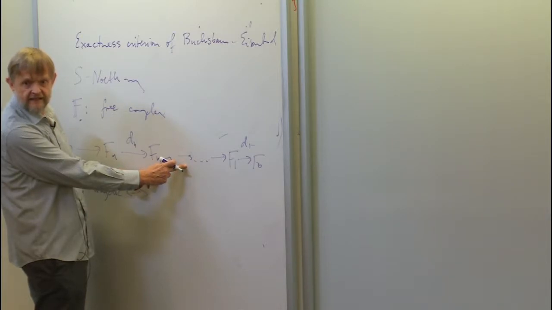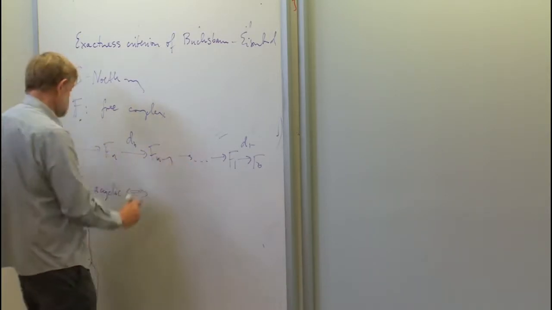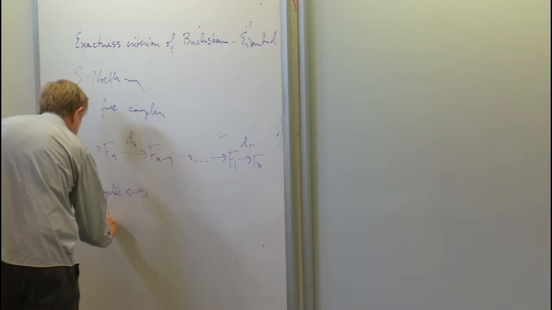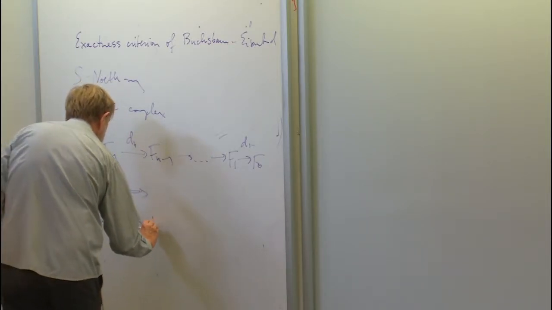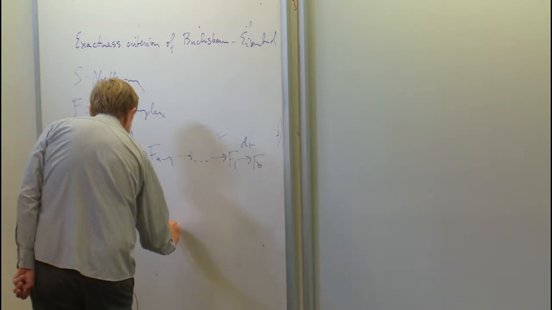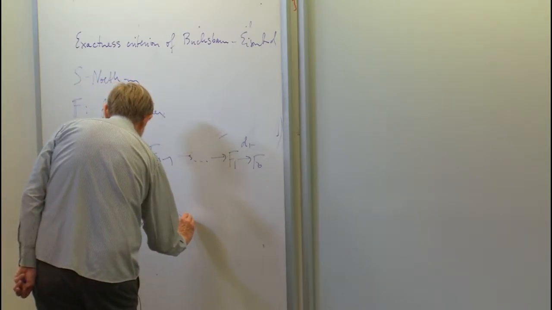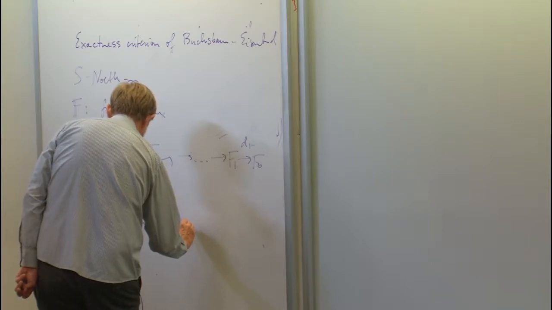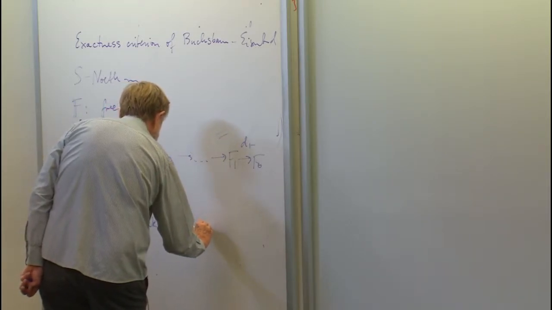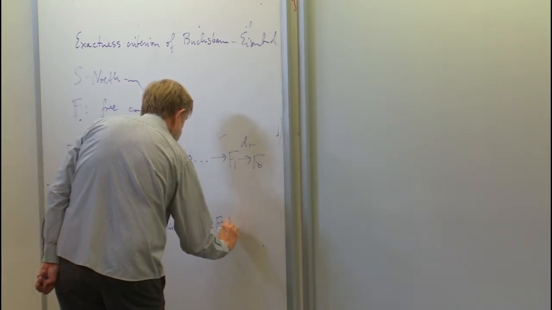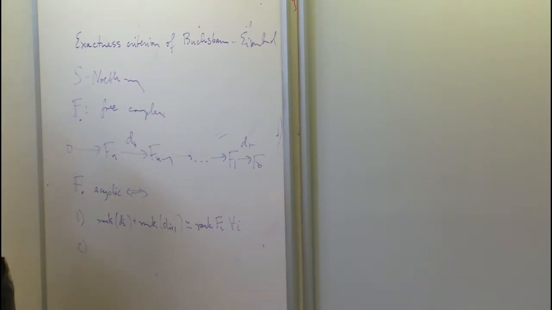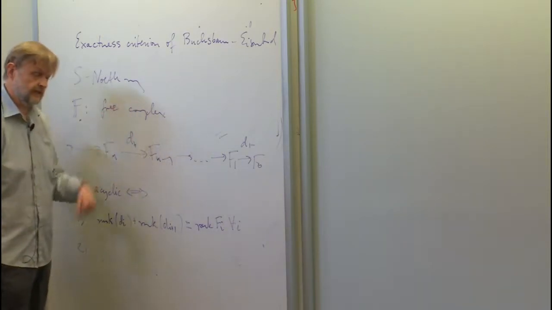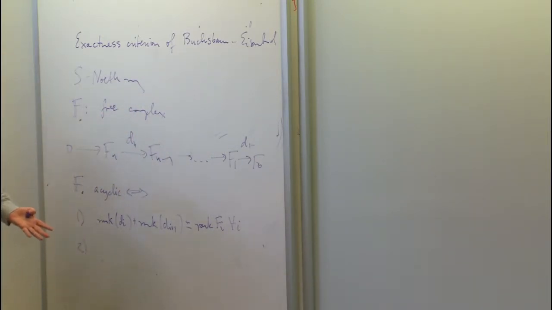Then you will have exactly that, it's exact. So the rank of d_i plus the rank of d_{i+1} is equal to the rank of f_i for every i. So that's kind of the obvious thing. And then, well, there has to be something with the ring, right? So you have to use some ideals.